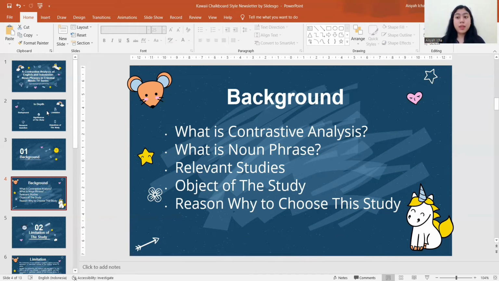The reason why to choose this study is because in this study I am analyzing not only the daily conversation of noun phrases, but also all of the noun phrases in the criminal spectrums that were talked about in that certain episode of Criminal Minds.